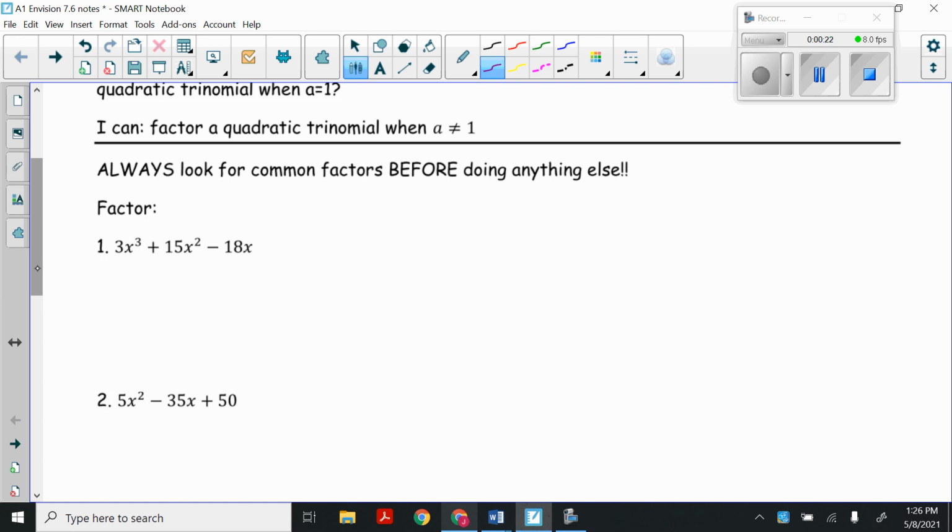So number 1 says 3x cubed plus 15x squared minus 18x. And notice right off the bat, 3, 15, and 18, they all have a 3 in common, so we're going to factor out the 3. And they also all have an x in common, so our GCF is 3x. So factor out a 3x, and then write out what we're left with. And again, remember, factoring out the GCF is the same thing as dividing out.